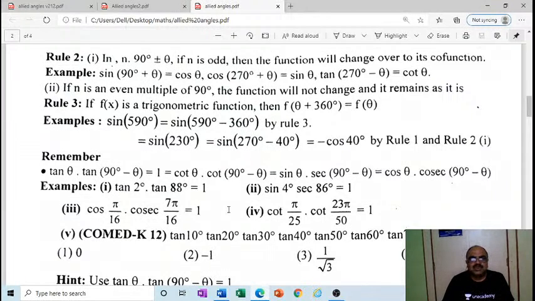So rule 1, rule 2, rule 3. Rule 1 talks about where all the trigonometric functions are positive. Rule 2 talks about the odd multiples: when it exists, the function will change to its cofunction. Rule 3 says if it is an even multiple, it remains as it is, and f of 360 plus theta will be f of theta, because it goes to the first quadrant again.